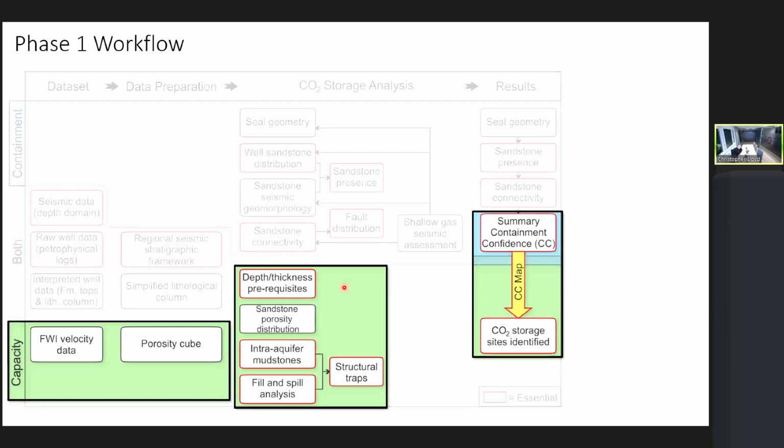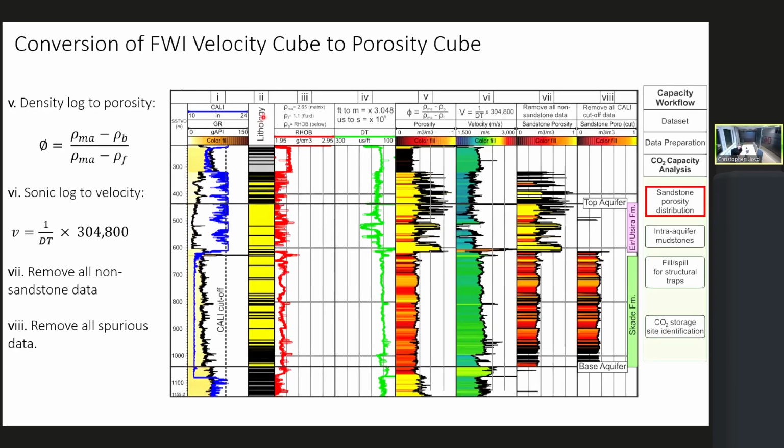So we wanted to basically convert the velocity cube into a porosity cube. And we did this by defining a linear function, or a relationship, between porosity and velocity. And we did this using the well data. So we converted the density and sonic logs using simple calculations into the porosity and velocity logs. We removed any spurious data, for example, where we have cavings and stuff. And using this, we were able to plot porosity versus velocity.